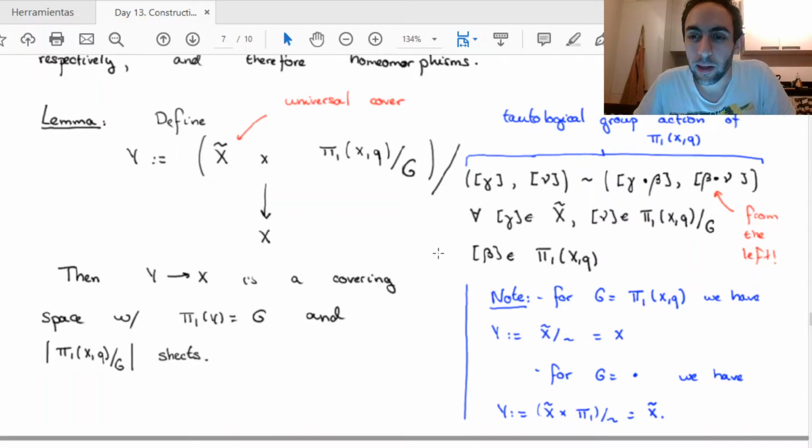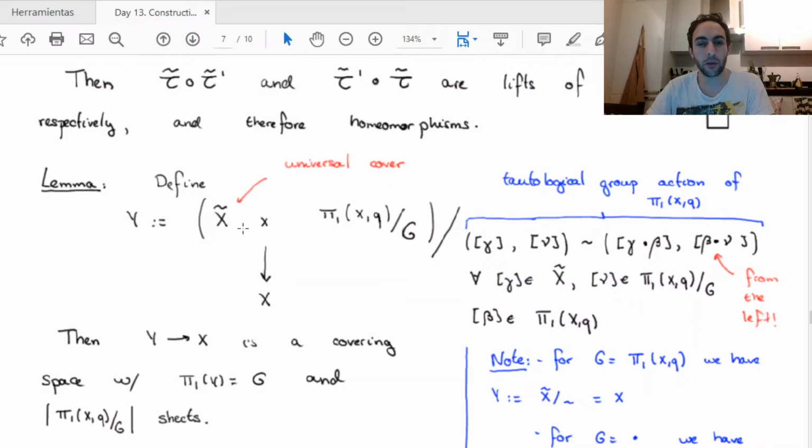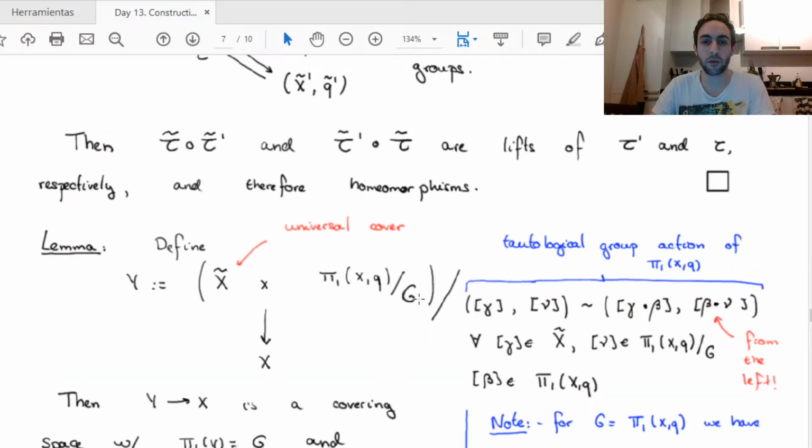Let me give a bit of background. So let's imagine, okay, what we've said is, okay, let's take the universal cover. How do you recover the base space from the universal cover? Well, you just quotient out by the whole fundamental group. How do you obtain the covering space corresponding to G from X tilde? Well, you just quotient by G, right? So a way in which you can also do this is as follows.